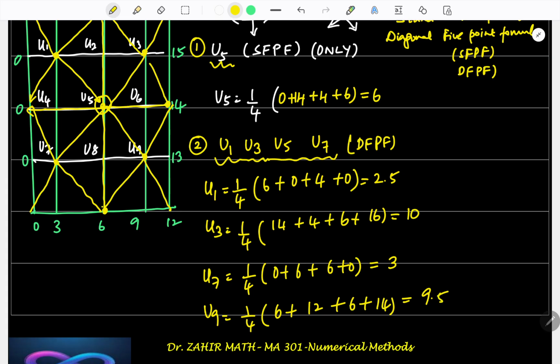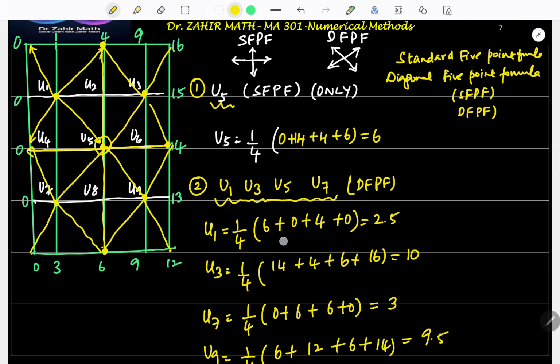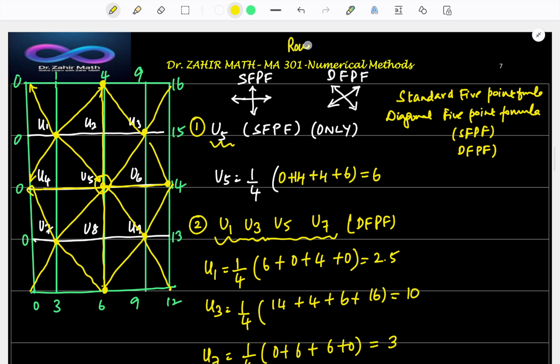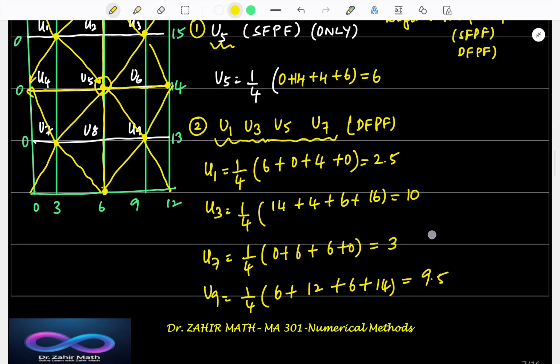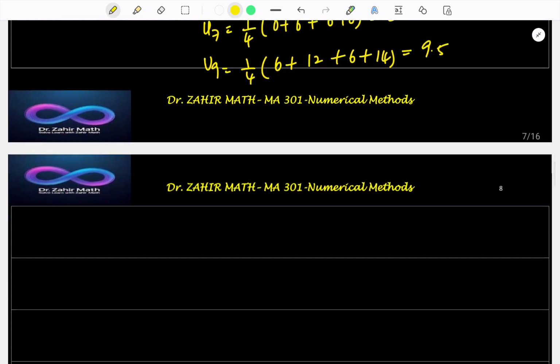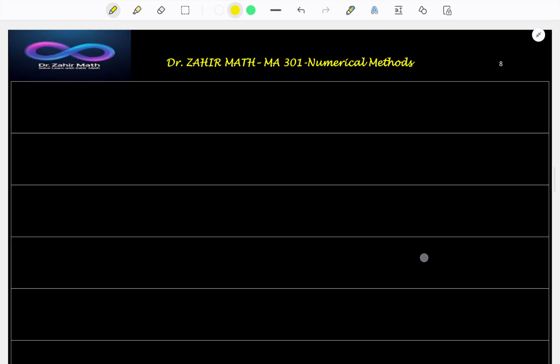So we calculated u1, u3, u7, u9. Again, I'm telling you all these things are rough values of u. Still, we didn't enter into iterations. Keep in your mind, so rough values of u only we are calculating. Next, we are going to calculate u2, u4, u6, u8. For this also, I need a picture. So quickly, I draw the picture by just stopping the video.